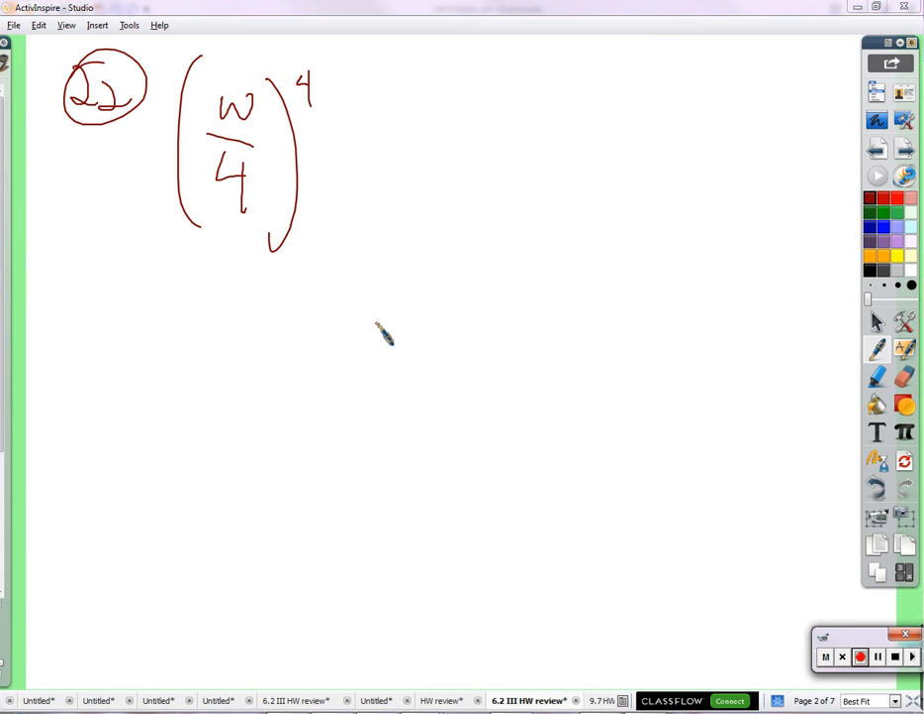4 to the 4th power, we really don't need to know anything for this one except what exponents mean. What does the exponent of 4 mean? To the power of 4. So what does that mean? It means to multiply itself 4 times. Okay, multiply it 4 times, whatever it is, and it is this fraction.